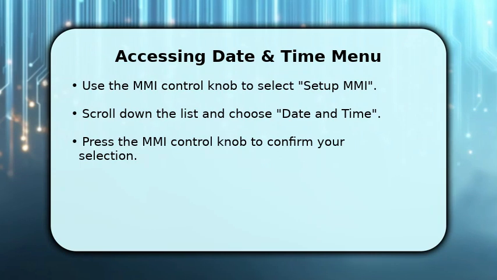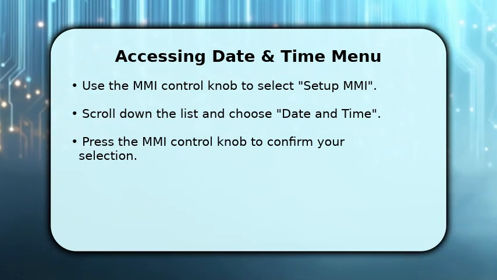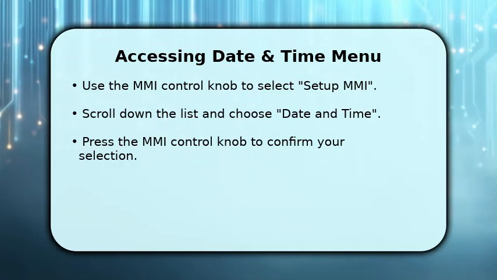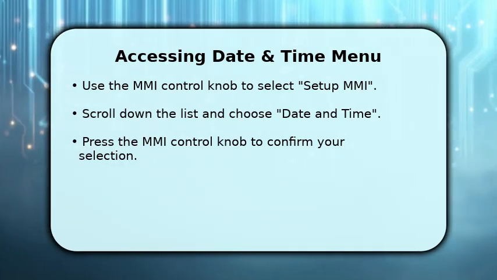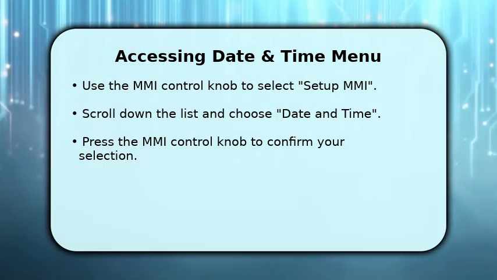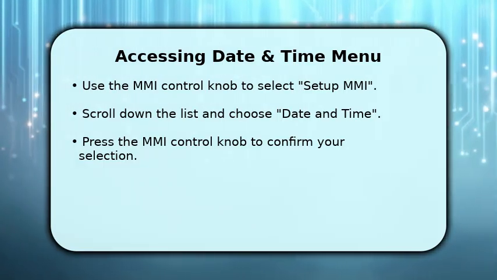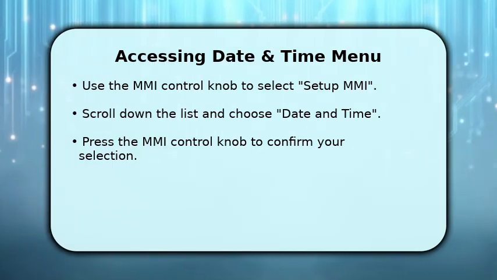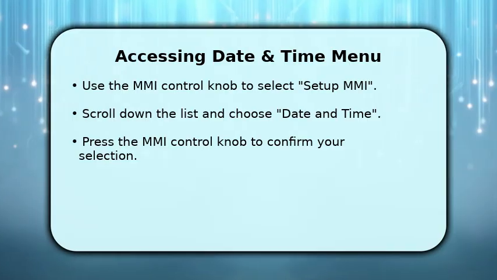Once in the main settings, use the large MMI control knob to navigate. Rotate it to highlight Setup MMI and then press the knob to select it. From the subsequent menu, scroll down until you find the Date and Time option. Again, press the control knob to confirm this selection, bringing you closer to adjusting your clock.